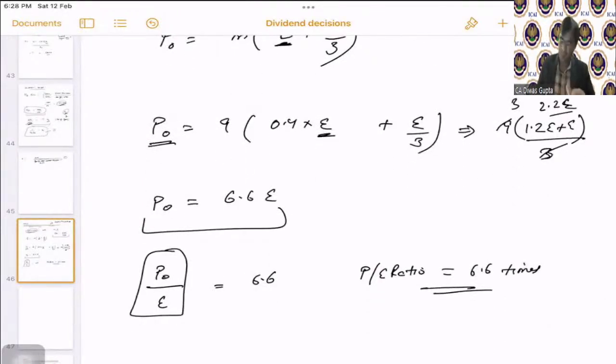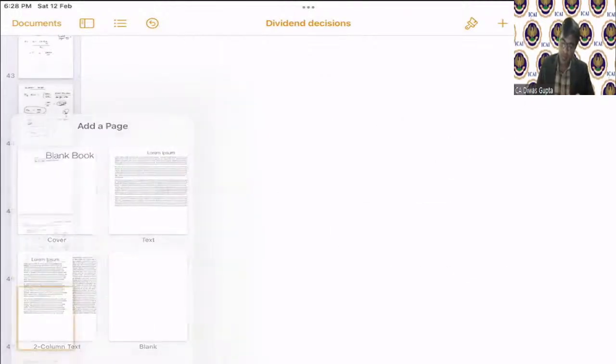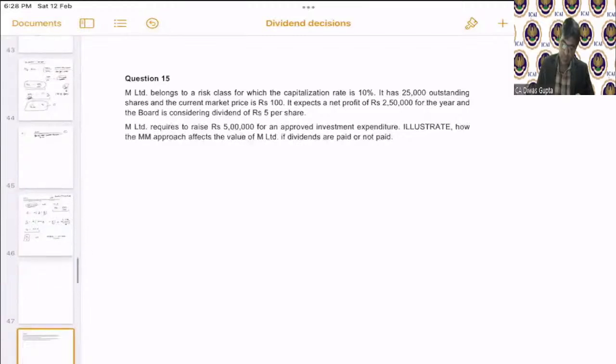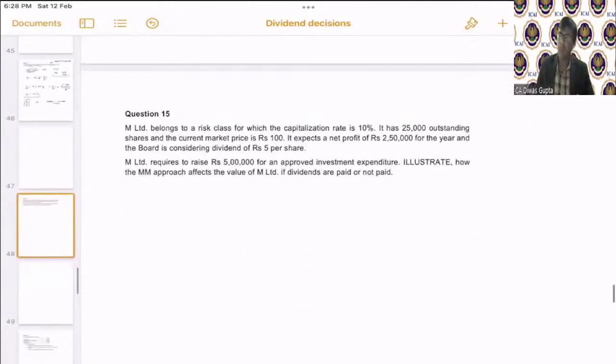Okay, students. So I hope this is clear. Now let's go to question number 15 now, students. Now, students, this will revise one of the again important topics that we studied in the last session.